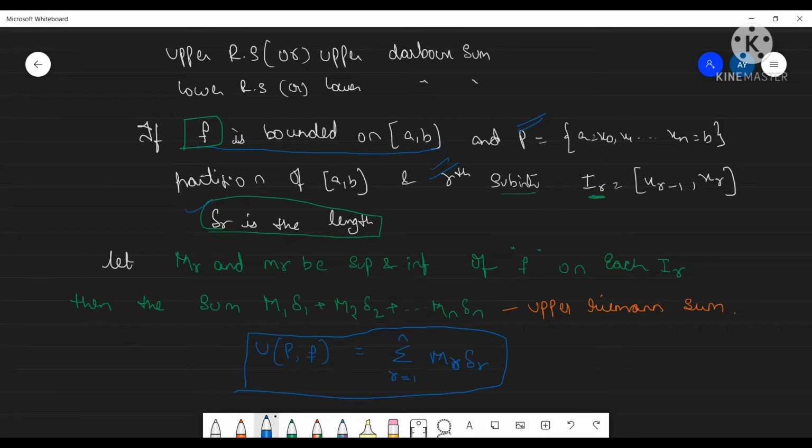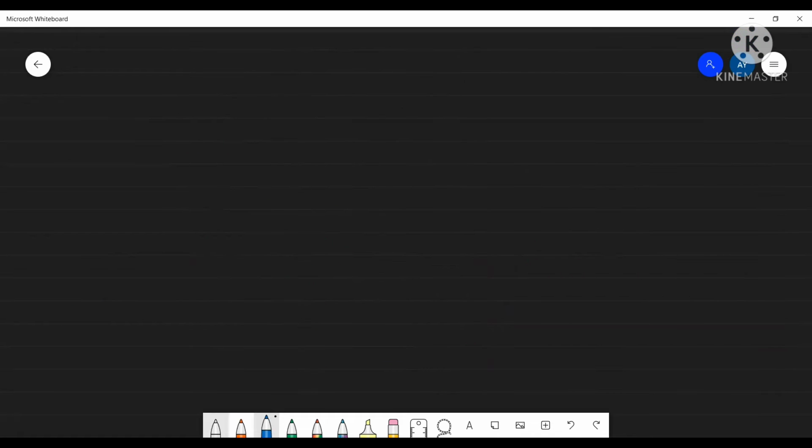In the same way we have to define the lower Riemann sum. How will you define the lower Riemann sum? The sum is small m1 delta 1 plus m2 delta 2 plus so on up to mn delta n. This is called the lower Riemann sum. How is this defined? L(P,f) is equal to the summation r equals 1 to n of small mr into delta r. This is the definition of the upper Riemann sum and the lower Riemann sum.